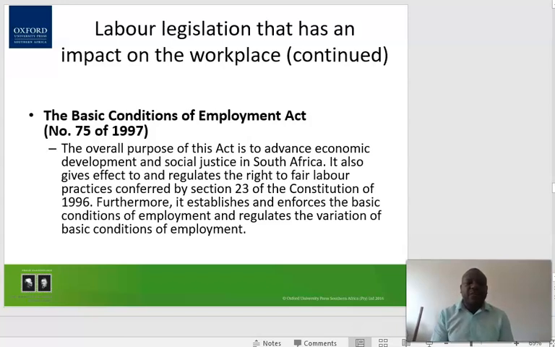Then there's the Basic Conditions of Employment Act, of which the overall purpose is to advance economic development and social justice in the Republic. It also gives effect to and regulates the right to fair labor practices conferred by Section 23 of the Constitution of 1996. It also establishes and enforces the basic conditions of employment and regulates the variation of basic conditions of employment.